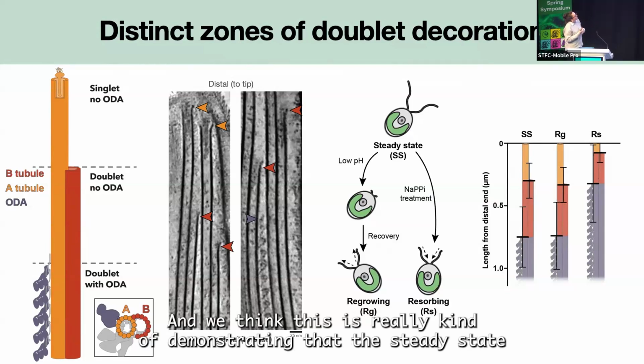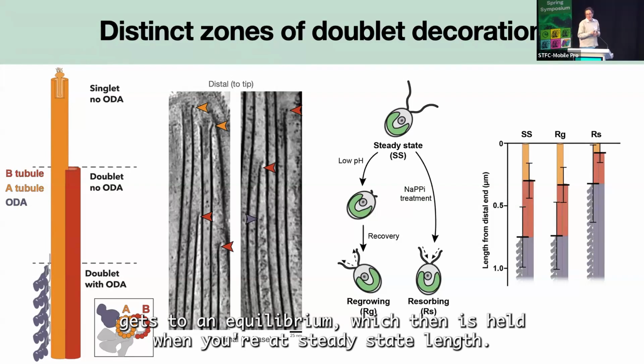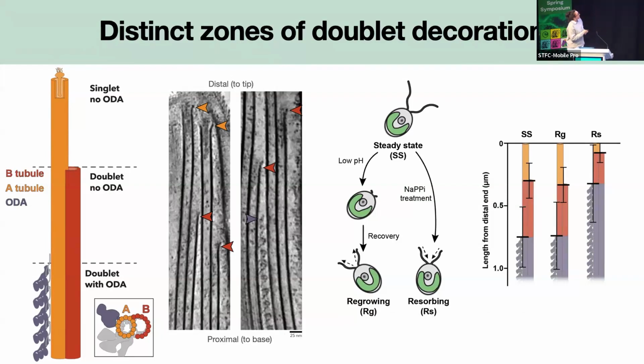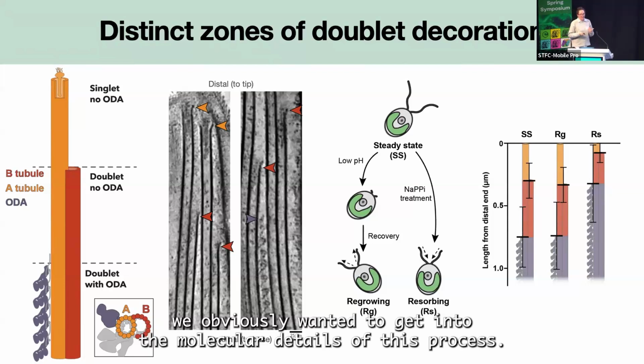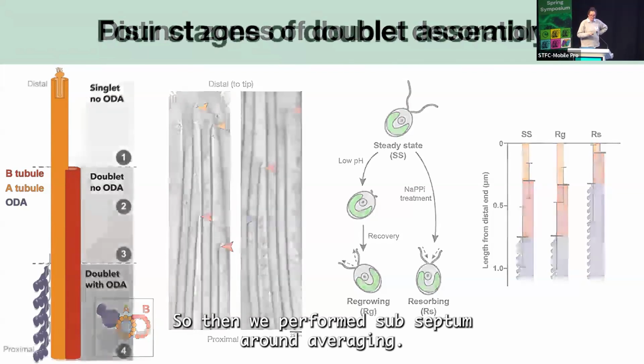And we think this is really demonstrating that the steady state is like a suspended animation, or the regrowing state gets to an equilibrium, which then is held when you're at steady state length. So beyond taking these measurements, we obviously wanted to get into the molecular details of this process. So then we performed subtomogram averaging.